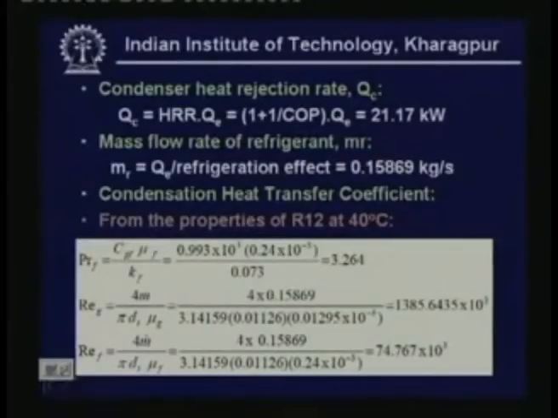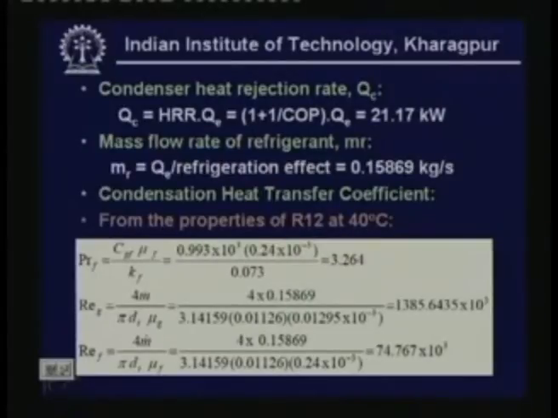The condenser heat rejection rate QC is equal to HRR into QE, where QE is the refrigeration capacity, that is 5 tons, and HRR is 1 plus 1 by COP, and COP is given as 4.9. QE we know is 5 ton, converted into kilowatts by multiplying by 3.5167. If you multiply that and substitute the values, you find that the required heat rejection rate at the condenser, QC, is equal to 21.17 kilowatts.